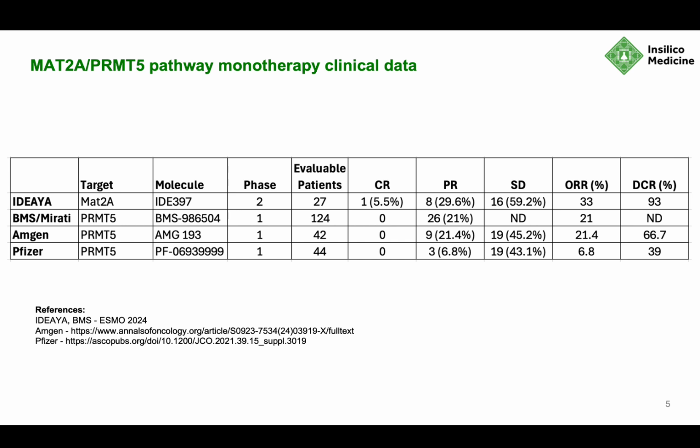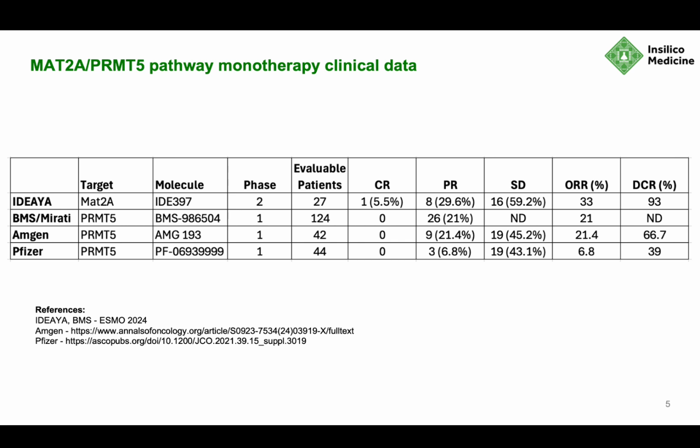BR, the cooperative PRMT5 inhibitors from BMS and Amgen have been consistent in about a 20-21% partial response rate overall, and no complete responses have been observed so far, despite being tested in over 160 patients. So far, while the data is early, as a monotherapy, MAT2A seems to have more efficacy than PRMT5 inhibition.